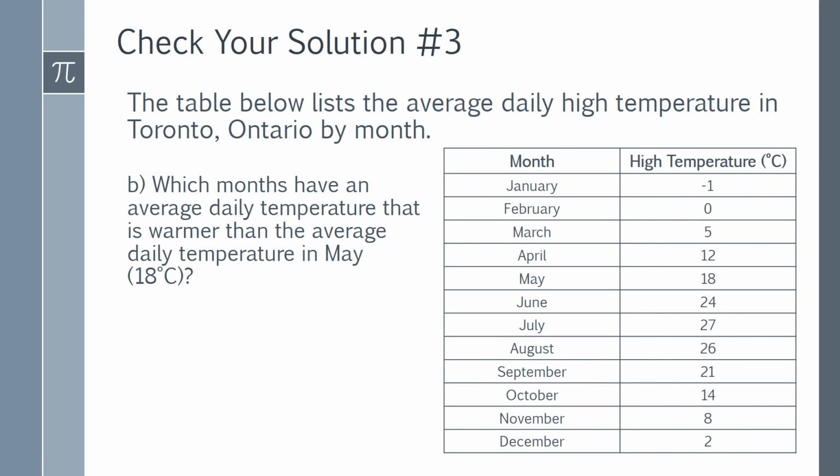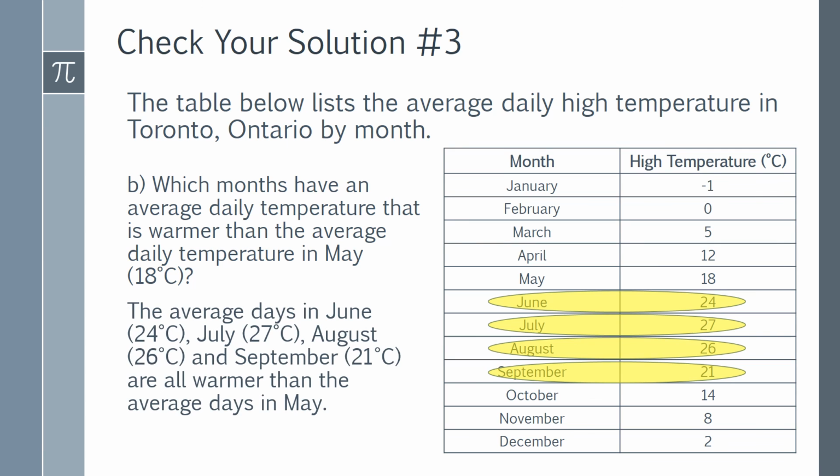Now let's take a look at part B. Which months have an average daily temperature that is warmer than the average daily temperature in May, which is 18 degrees Celsius? In this case, we are looking for any temperatures that are greater than 18. If we look, there are 4 months that have an average temperature that is greater than 18 degrees Celsius. So the average days in June, July, August, and September are all warmer than the average days in May.